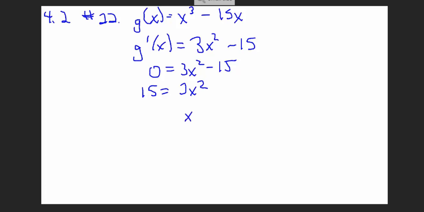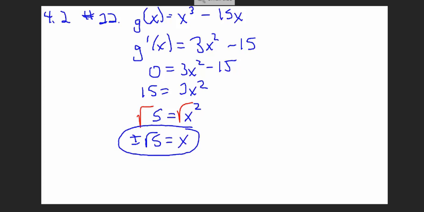So dividing by 3, and then taking the square root. Don't forget to take your plus or minus sign. So those are my two critical values. Now I need to take the second derivative and evaluate that second derivative at each of these critical points.